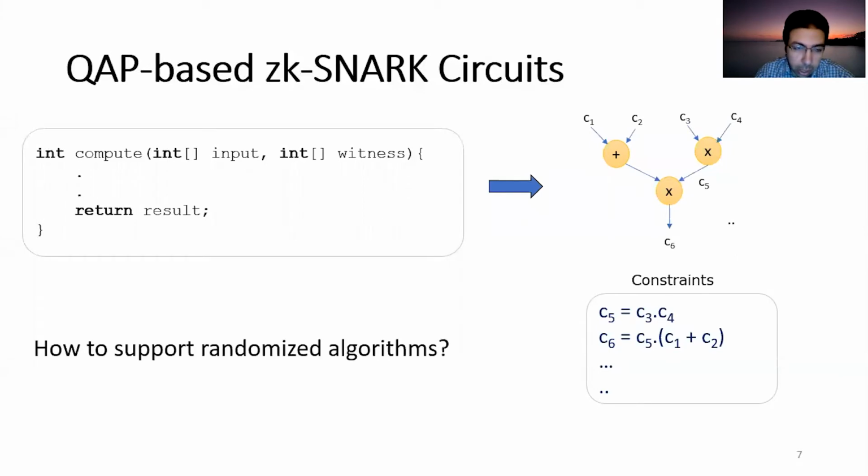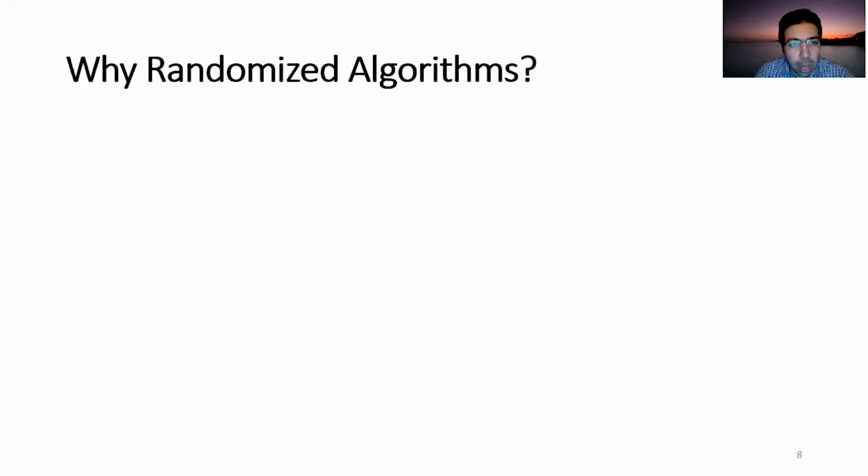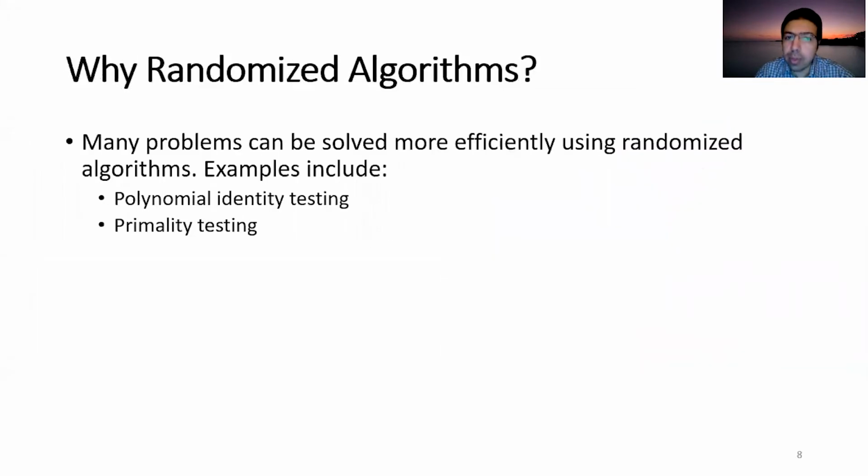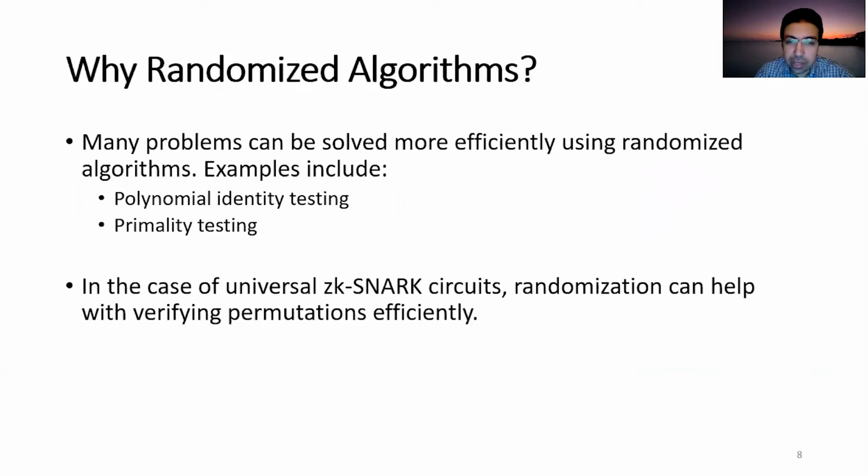The question we would like to ask here is how to support randomized algorithms. Why do we need to support randomized algorithms? Because many problems can be solved more efficiently using randomized algorithms. Examples include polynomial identity testing and primality testing. And in the case of universal zk-SNARK circuits specifically, randomization can help with verifying permutations more efficiently.